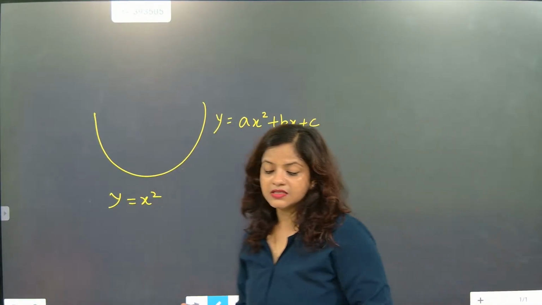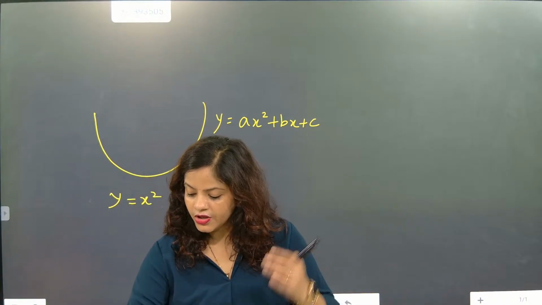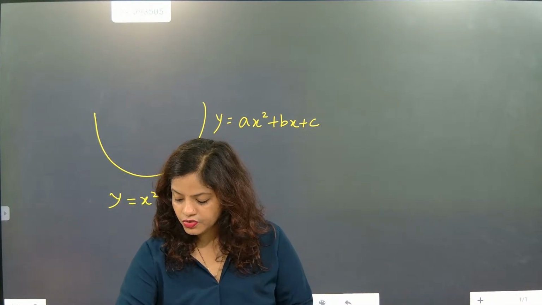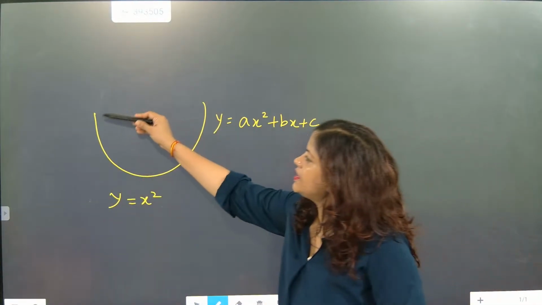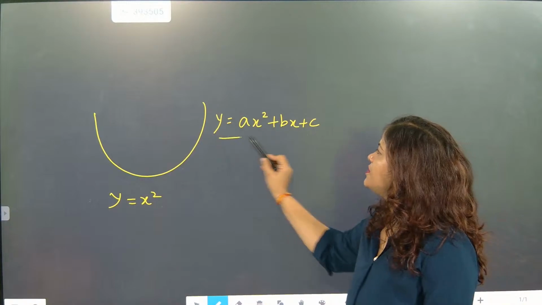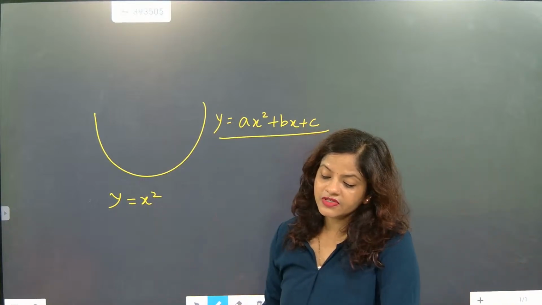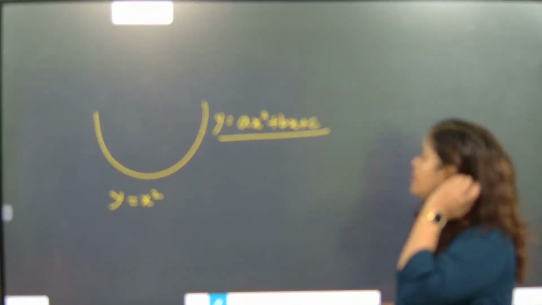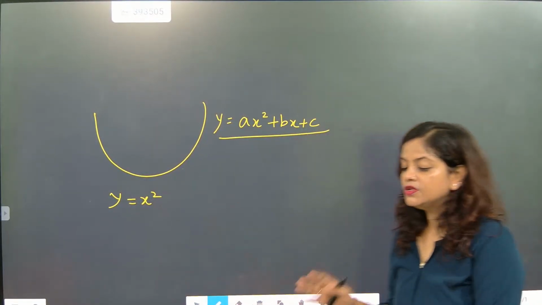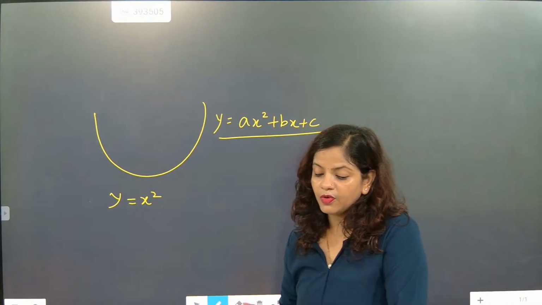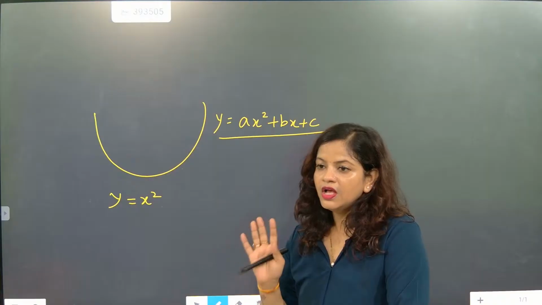In junior classes, when you were studying parabola, you were studying two or three important sections. The first is that this is a parabolic curve and it is ax square plus bx plus c. Whenever you had a quadratic equation, you always wrote it in this format. Now we are specifically going to study the parabola. Right now I am going to explain just the parabolic content.